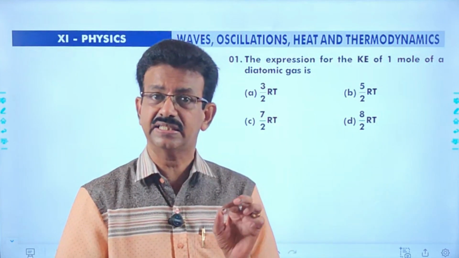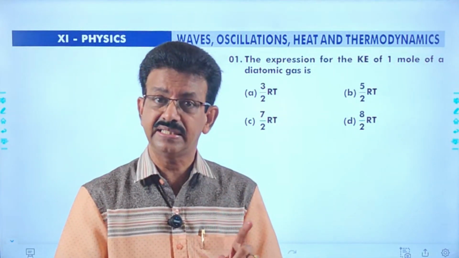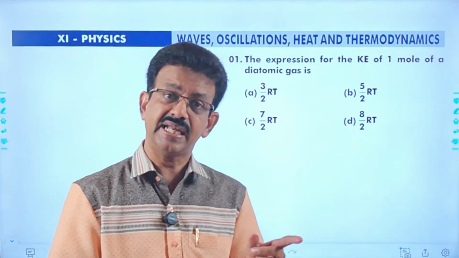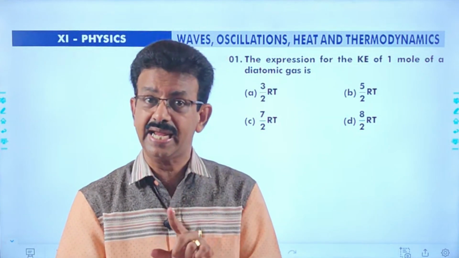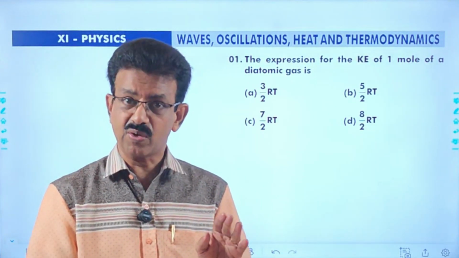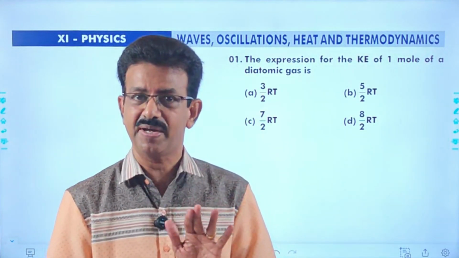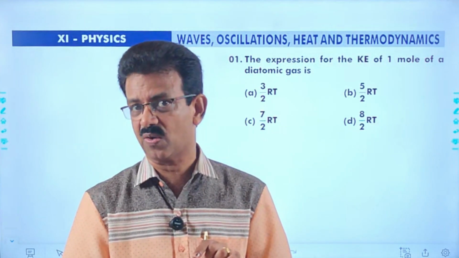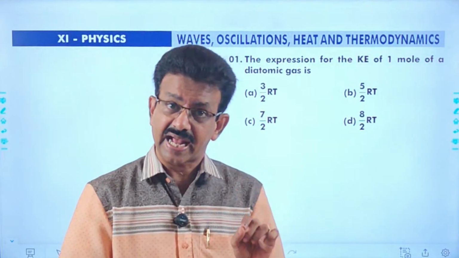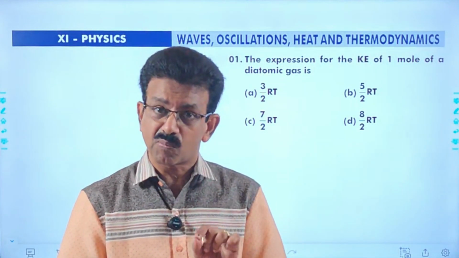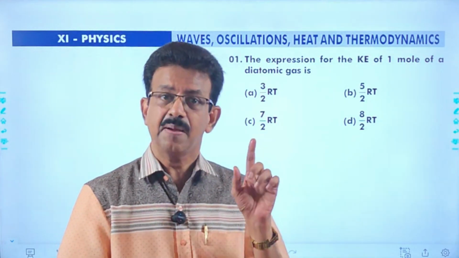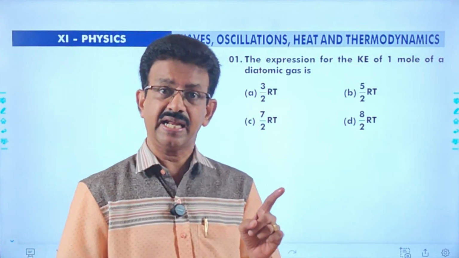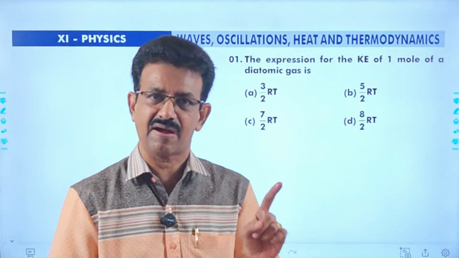For a diatomic gas, since there are 5 degrees of freedom, the kinetic energy of 1 mole is 5 by 2 RT. And the kinetic energy per molecule is 5 by 2 kT, not 3 by 2, where k is the Boltzmann constant, that is capital R divided by the Avogadro number. It means the gas constant per molecule, that is the Boltzmann constant k. Kinetic energy per degree of freedom per mole is, by the equipartition theorem, half RT, and kinetic energy per degree of freedom per molecule is half kT.